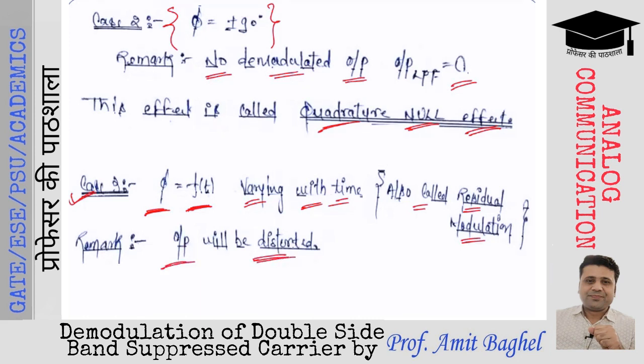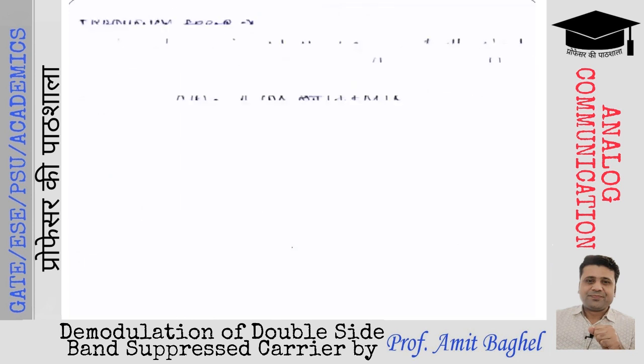We are not going to get the output at the receiver side with the help of the synchronous detector if the phase error phi is a function of time. Output will be distorted. So these three are the cases that exist in case of a phase error in the local oscillator. The frequency error.